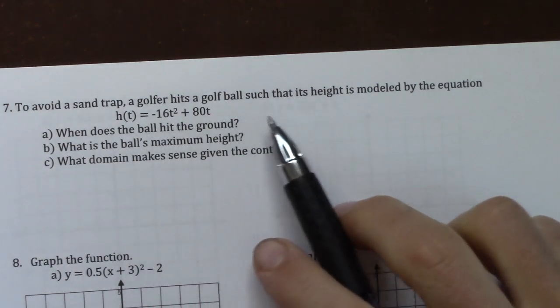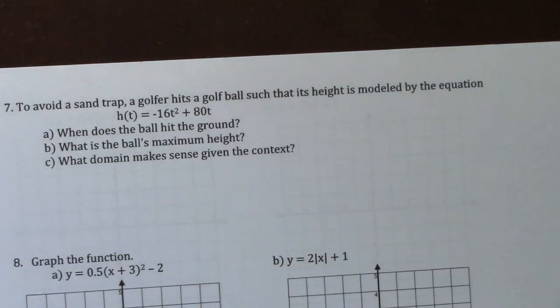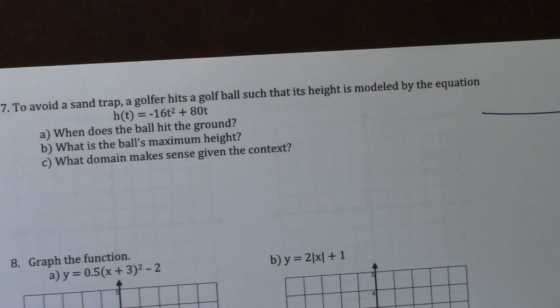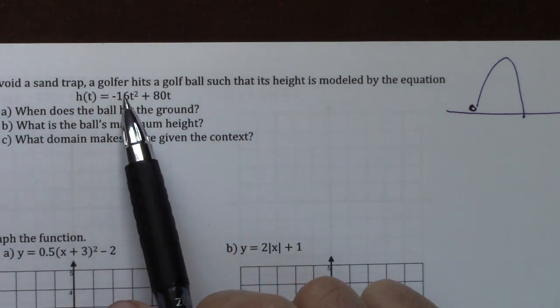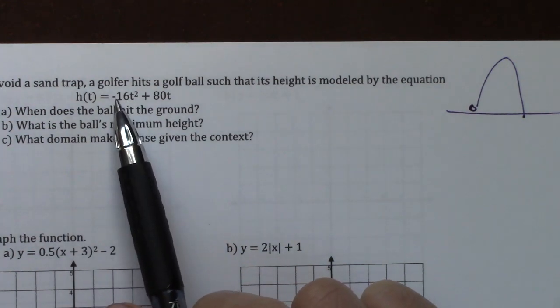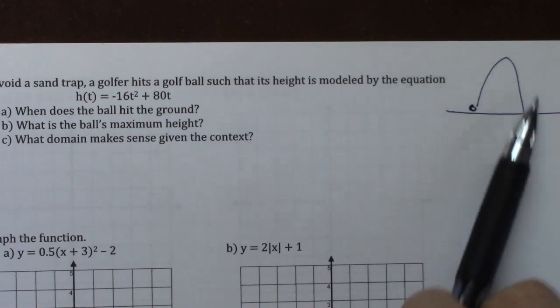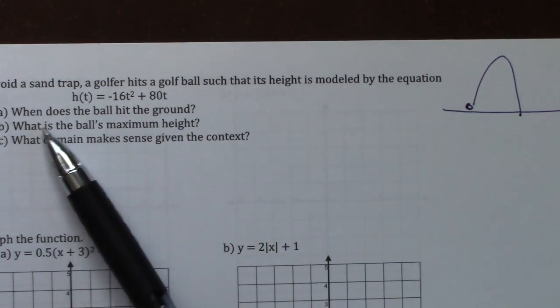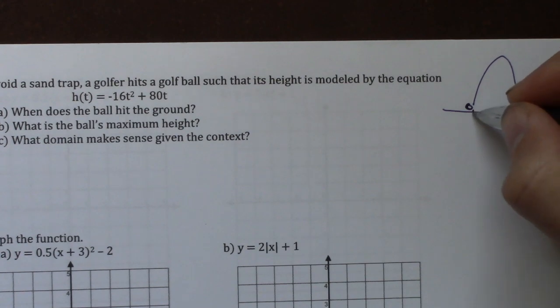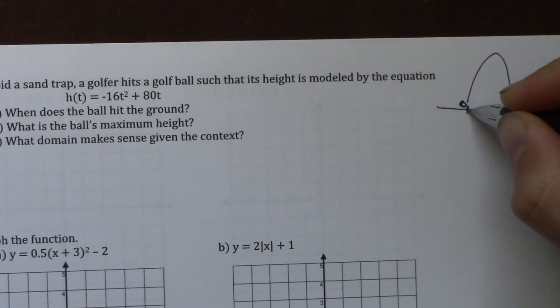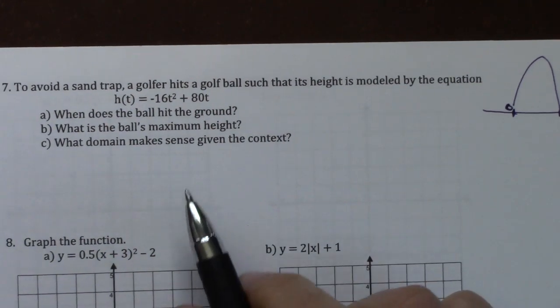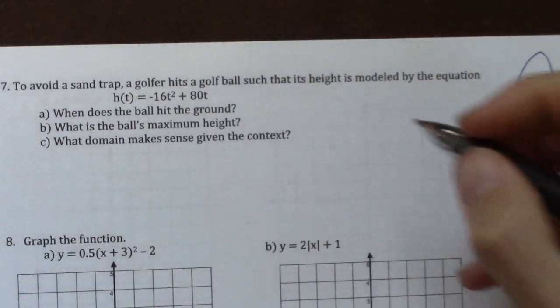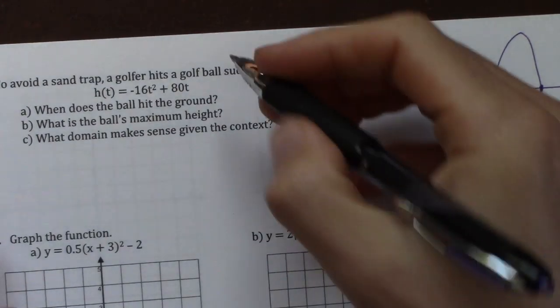To avoid the sand trap, a golfer hits a golf ball such that its height is modeled by this equation. I want you to think about the golf ball and the heights, and you've got that downward facing parabola. That's confirmed because our a value is negative. A negative a means the parabola is opening down. Now it says, when does the ball hit the ground? Well, what's a fancy word for these points where it hits the ground? Given the context of hitting the ground, they're asking for the x-intercepts.